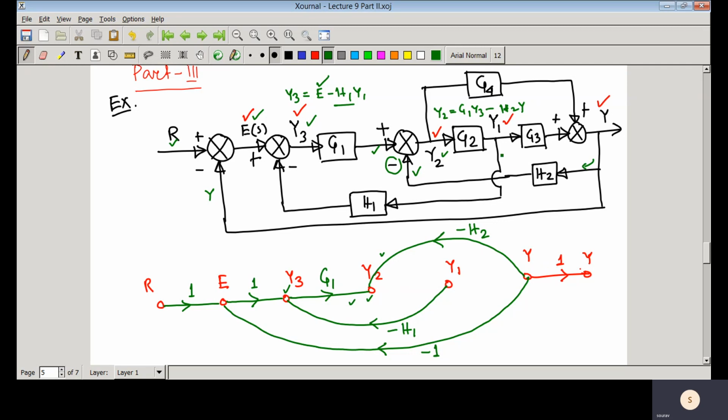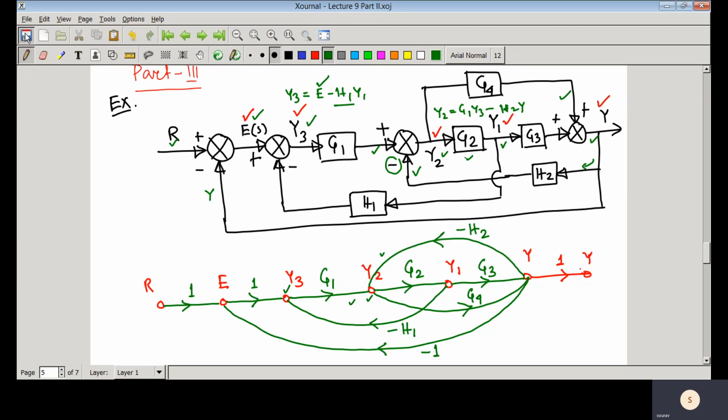Then what is Y1? Y1 equal to G2 Y2. That means a simple branch with gain G2. And what is Y? Y equal to G3 into Y1. So here G3 is the gain, G3 into Y1, and you have one path here that is G4 into Y2. So that means here you have one branch with gain G4.